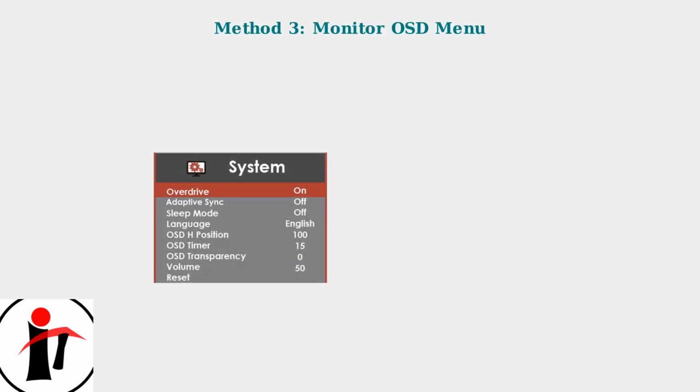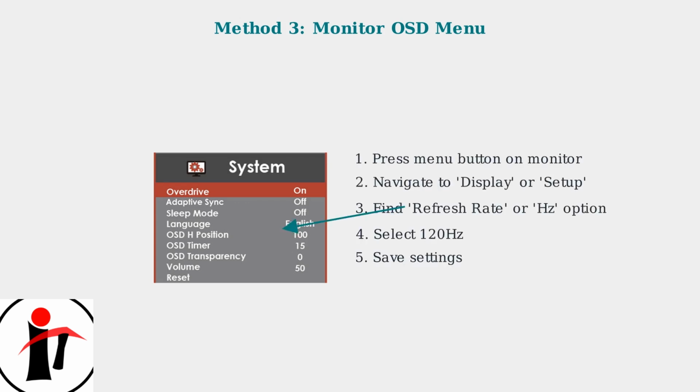Method 3 uses the monitor's on-screen display menu. Press the menu button on your monitor to access the OSD settings. Navigate to Display or Setup Settings in the OSD menu. Look for Refresh Rate or Hertz option, select 120 Hz, and save the settings. This method provides direct access to monitor configuration.